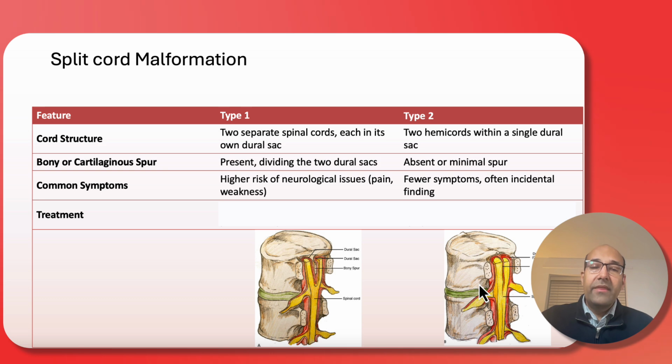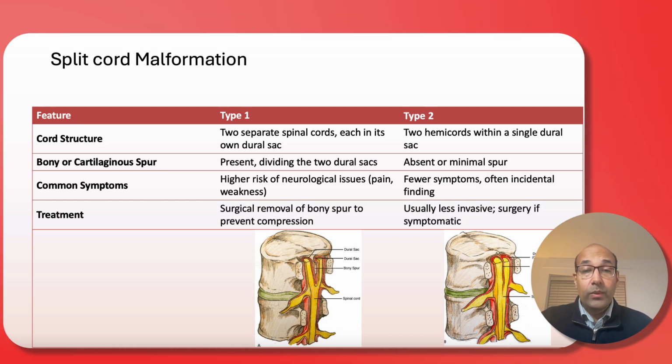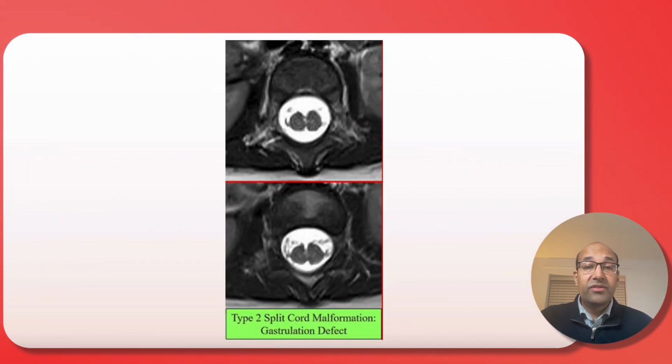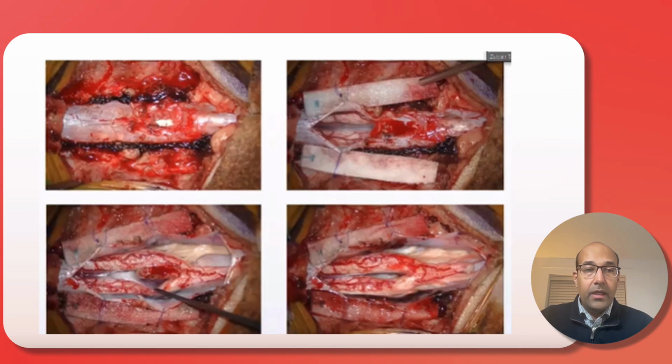That leads to type 1 patients more frequently presenting with weakness and back pain, while type 2 can be found only incidentally. That's why we opt for surgery, removing the bony spur to avoid more traction on the cord. This is an MRI showing split cord malformation type 2, and here, in an operation opening the dura, we are able to see the bony spur that we need to completely remove before we close.